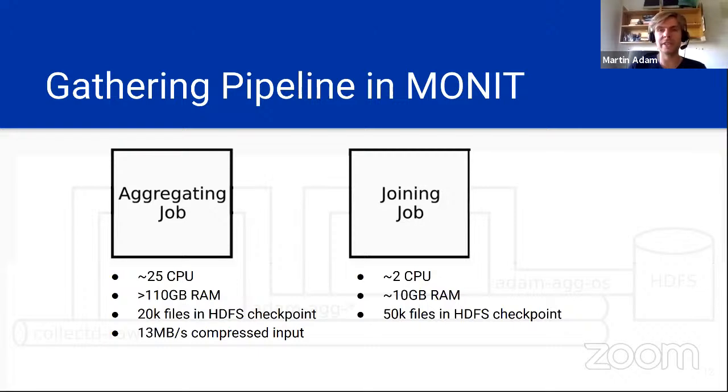It only took about 10 gigs of RAM, but it had to keep a lot of state because it was joining all the different metric streams. So it was quite a challenge.